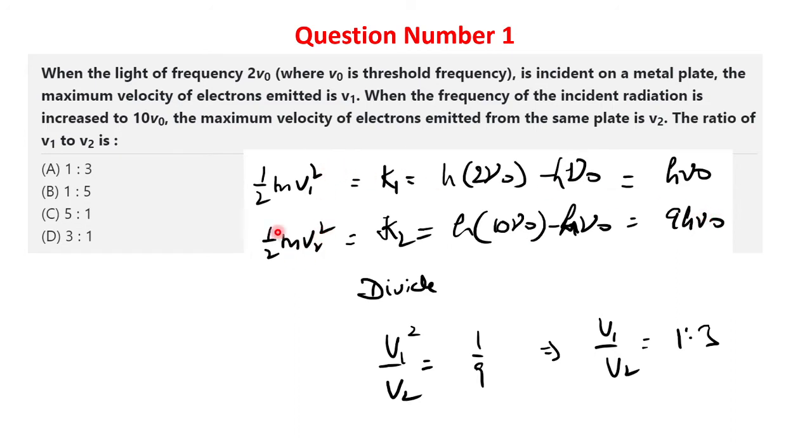Divide the two, half m cancels, v1 by v2 whole square is 1 by 9, h nu naught cancels. So taking the square root, that is 1 is to 3. So correct option is A option. v1 is to v2 is 1:3.